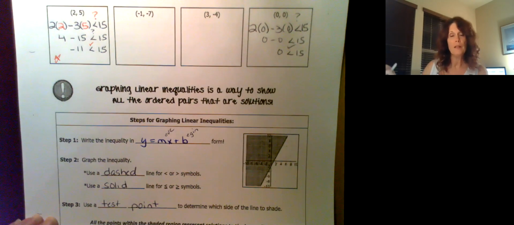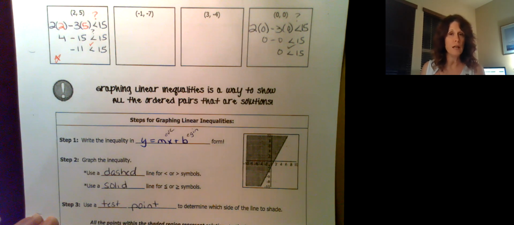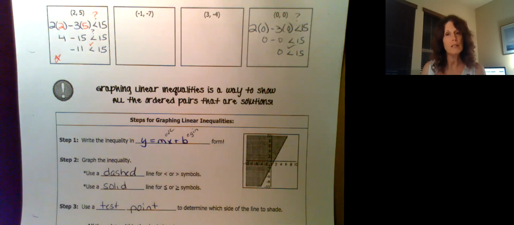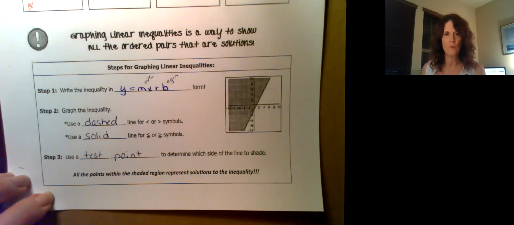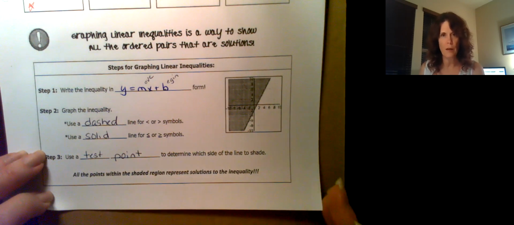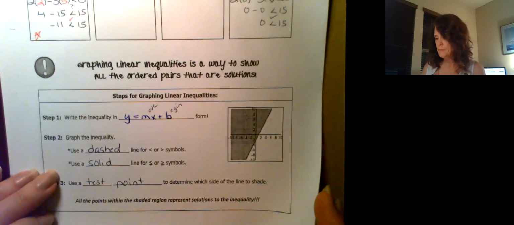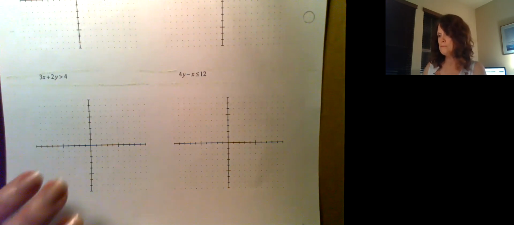Just to determine, like we did up above, we pick a point. Will it satisfy it? If it will satisfy it, whatever region it's in is the region that we would shade. All the points within that shaded region would be solutions to the inequality as well. Okay, well, let's flip this over.